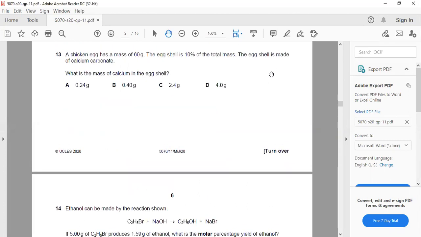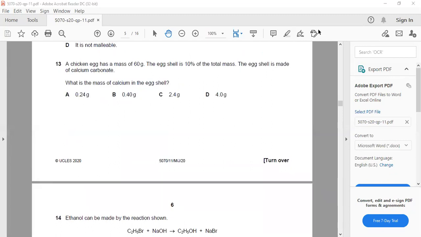Okay. 13. Moles calculation. In this type of question, we have to be very careful and know the technique, how to save time. A chicken egg has a mass of 60 gram. The eggshell is 10% of the total mass. 10% eggshell. What is 10% of 60? 6 gram. The eggshell is made of calcium carbonate. It means 6 gram is calcium carbonate.